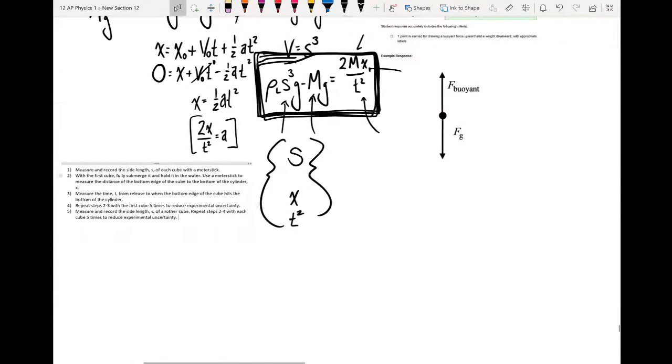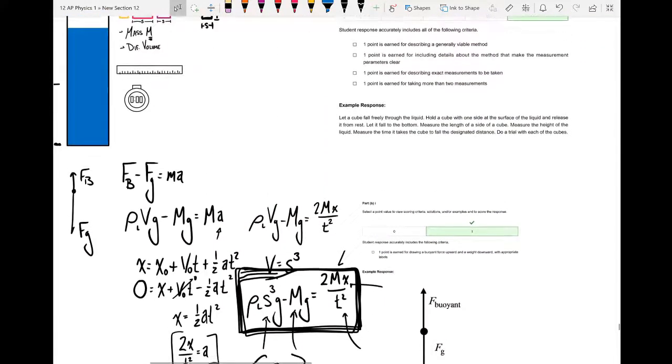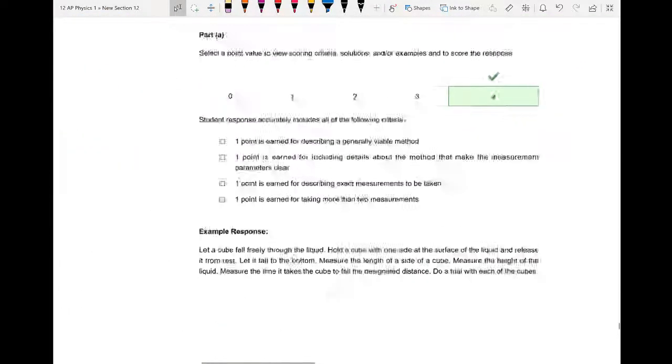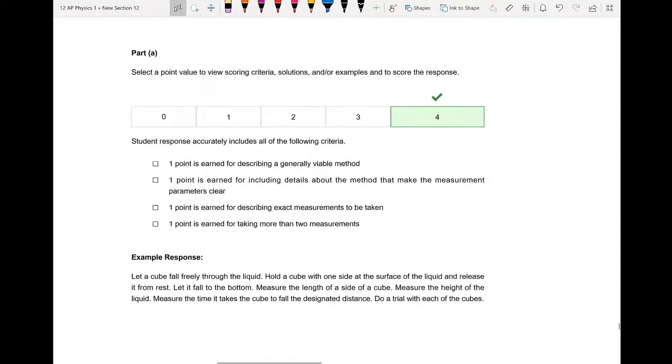All right, so now really quickly what we'll do is let's look at the key. Let's look at what the College Board wants. So they say for this, you will get a point if you describe a generally viable method. So our case is viable. We've covered all of the bases. We talked about why it's viable. So that'll give us a point, and that's a very broad point. Like that's hard to be specific about. I would hate to be an AP grader on one of these.